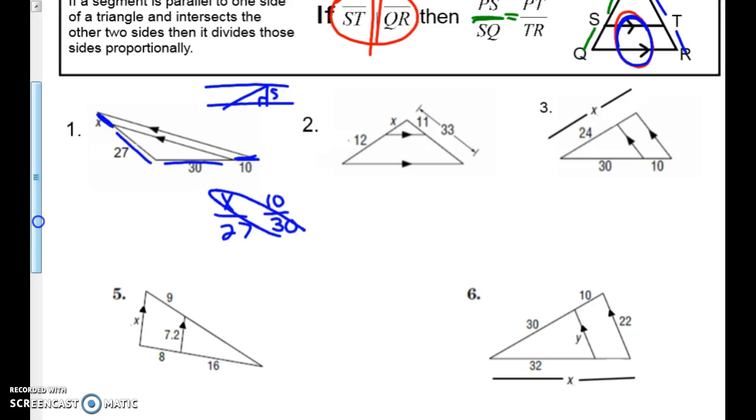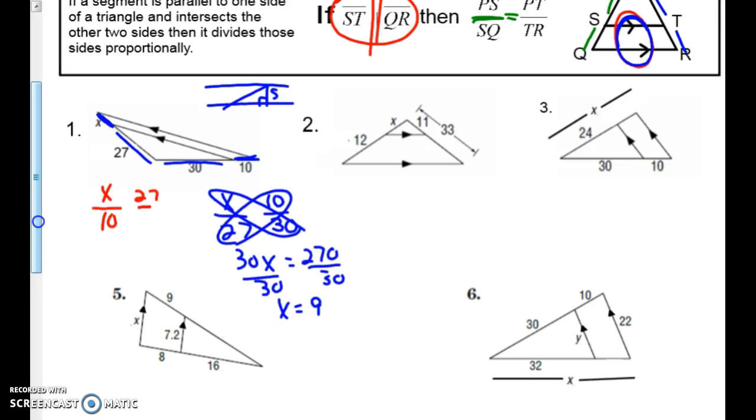So 30 times x would give me 30x. And 27 times 10 is 270. Then x equals 270 divided by 30. So x equals 9. So yesterday, did I say x over 10? Yes, and 27 over 30? Oh look, I'm still multiplying x times 30, and I'm still multiplying 27 times 10. Are we good? Okay.